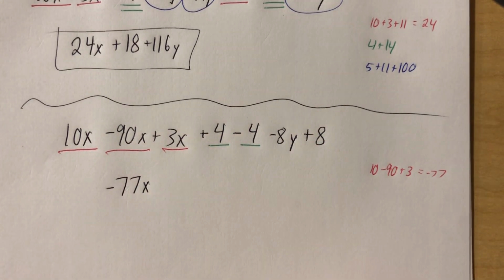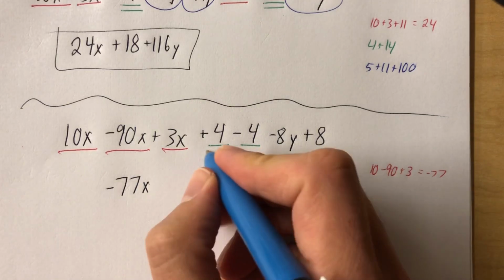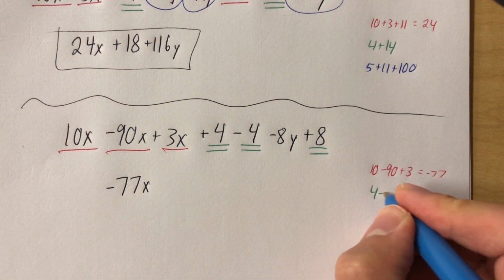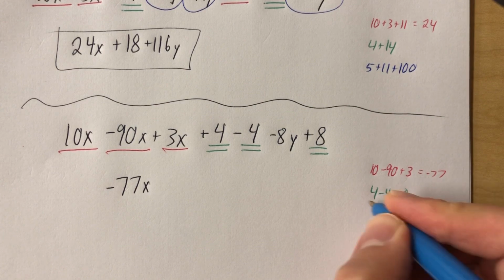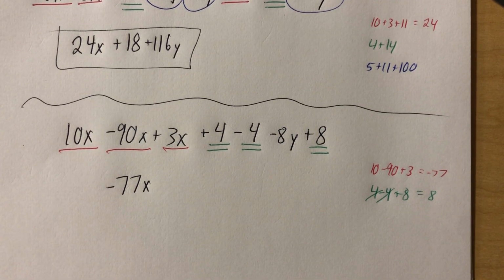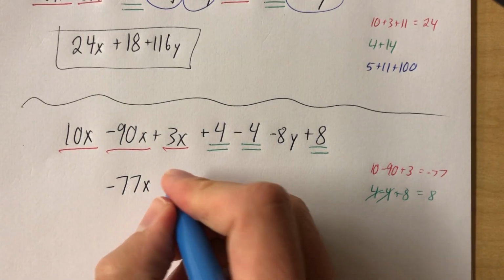4 minus 4. Yes, that's 0. So I could say, you know what, those cancel, and that's fine. And then plus 8. So really, 4 minus 4 plus 8. And you could just mark them out if you like. And I'm really left with 8. So 8. Now, it is positive 8. So I'm going to say it's plus 8.